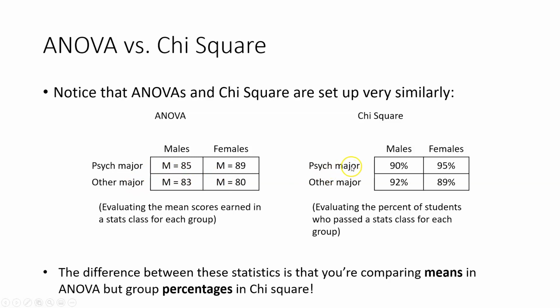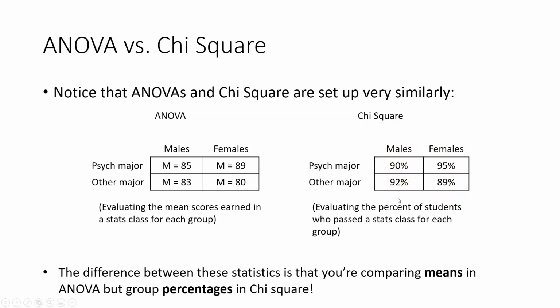But a chi-square might be set up quite similarly, where we might evaluate the percentage of students who passed a stats class for each group, instead of computing their actual average score. So here you might have still males and females, psych majors and other majors, and you might say the percentage in the dependent variable here would be the percentage who passed in each of these groups. And you might say, oh, it looks like there might be differences among the percentage of people who passed in each of these groups. Notice that the difference between these statistics is that you're comparing means in the ANOVA, but percentages in the chi-square.